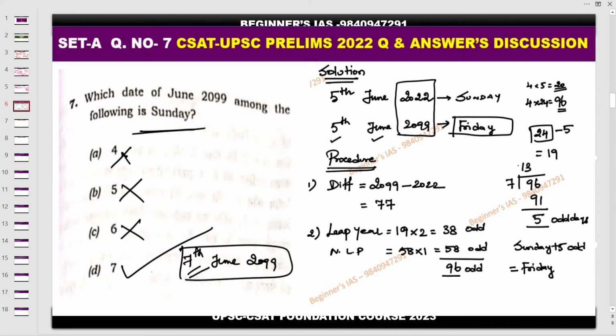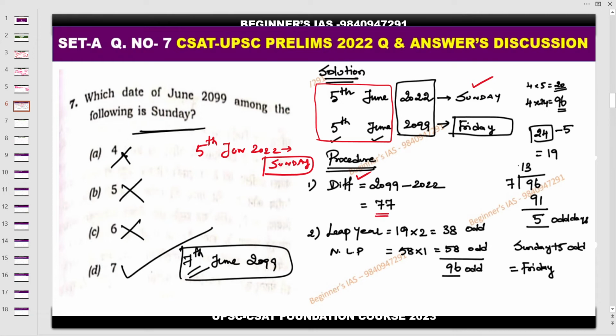You people were present on 5th June in that examination hall. So therefore 5th June 2022, that was Sunday, right? That was Sunday. So I have taken that. So we need to calculate up to 5th June 2099. So if it is so, then day and month are the same. I'm just checking with the 5th June first. So that is Sunday. How am I going to calculate? What is the procedure? Finding out the difference. What is the difference?